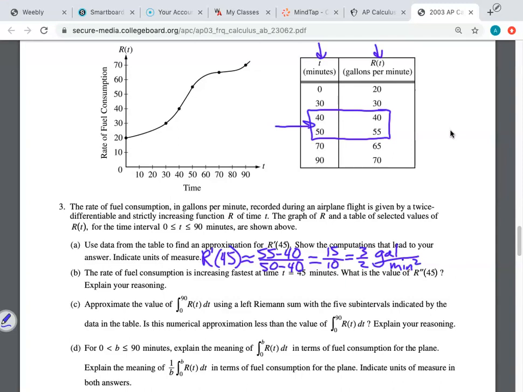All right, the rate of fuel consumption is increasing the fastest at time t equals 45 minutes. What is the value of r double prime? Explain your reasoning. Again, take a minute, see if you can figure this out, and then come back and watch the video. So r double prime of 45, if the fuel consumption is increasing fastest, that means that the rate has a max at t equals 45. So if r prime has a maximum at t equals 45, that means that r double prime has to be 0.